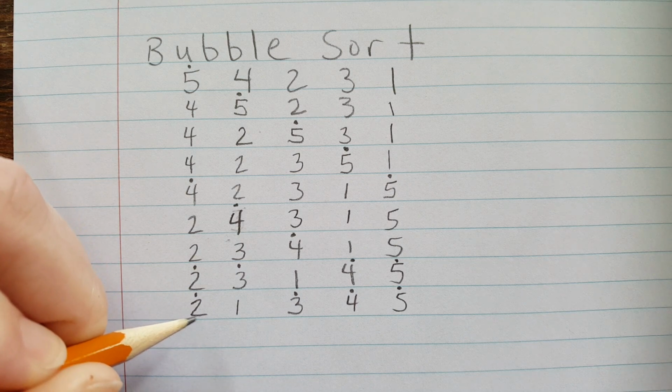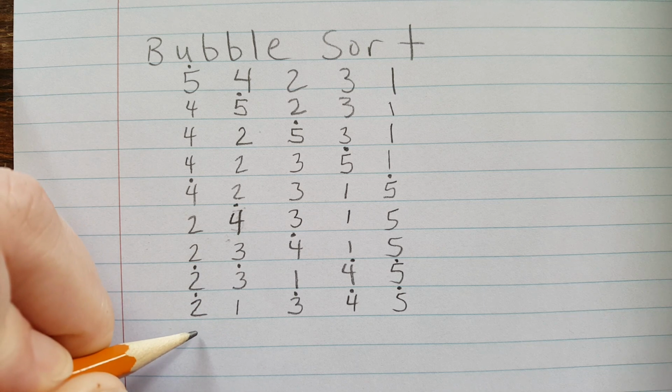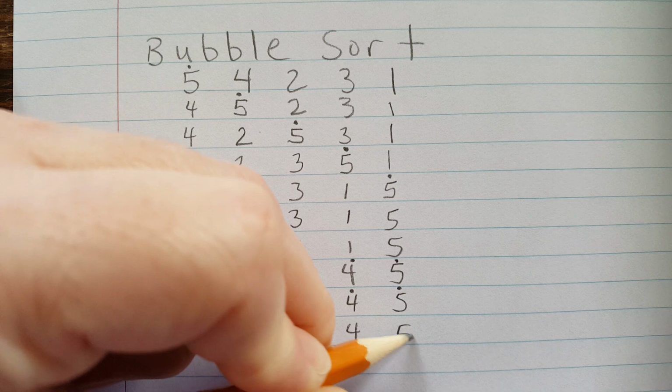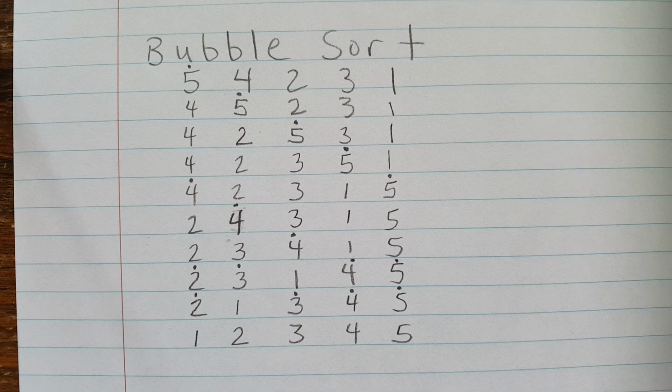So now I'm going to compare 2 and 1. And those are out of order, so I'm going to swap them. At this point, my array is in order, so bubble sort would stop.